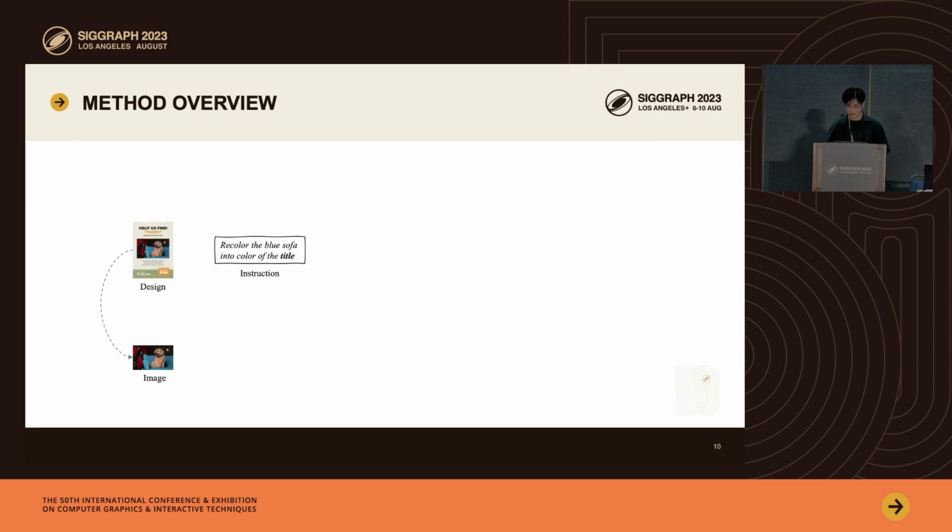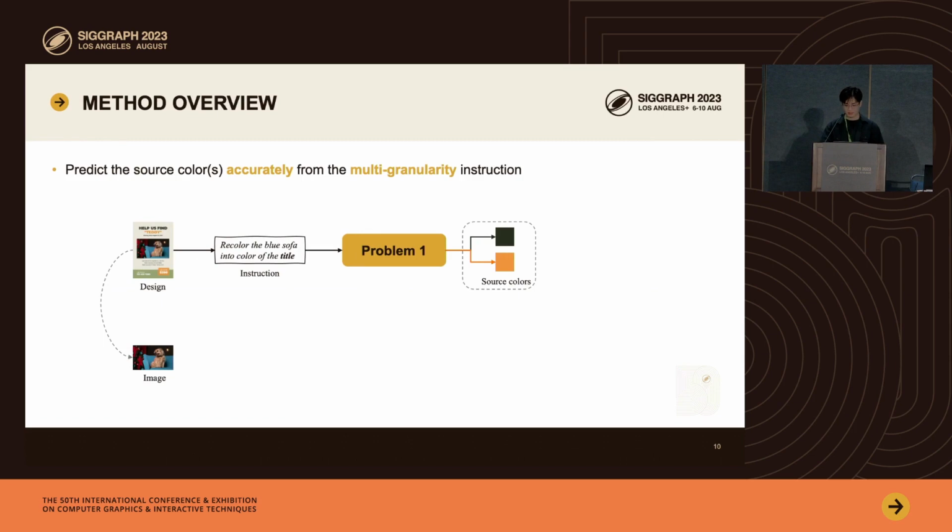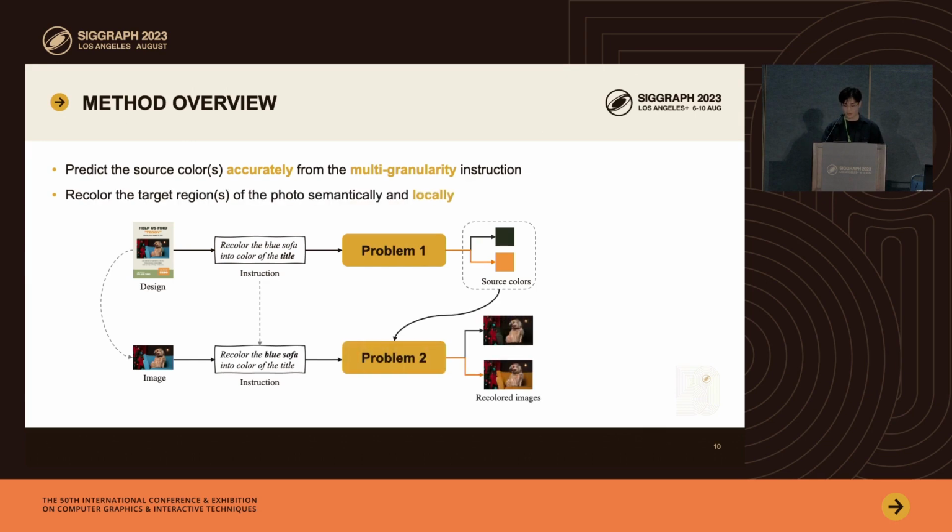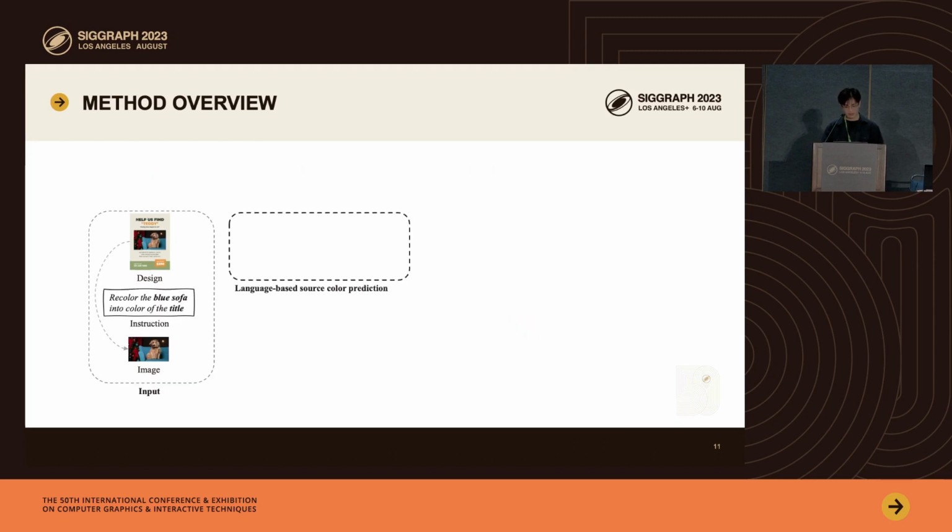Given a design with a photo and this instruction, we want to solve two problems: predicting the source colors accurately based on multi-granularity instruction, and recoloring the specified target regions of the photo semantically and locally using the predicted source colors. To solve these two problems, we have designed two key components in our system: a language-based source color prediction module and a semantic palette-based photo recoloring module.